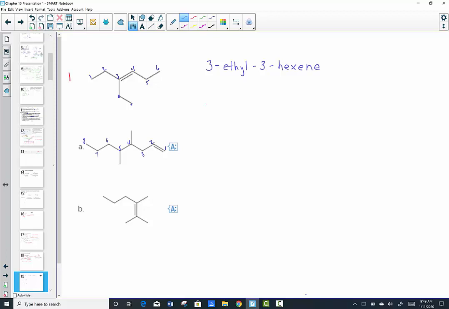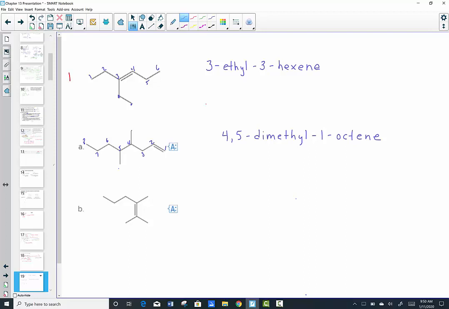Looks like we have 8 in the longest carbon chain, and we have some methyl groups coming off at carbon 4 and at carbon 5. So let's name the substituents. 4, 5. We have the same substituent, so we'll give a prefix of di. So that's 4, 5 dimethyl, and then letting you know that the double bond is located between carbon 1 and 2 of an 8-carbon chain gives you 4, 5 dimethyl 1-octene.